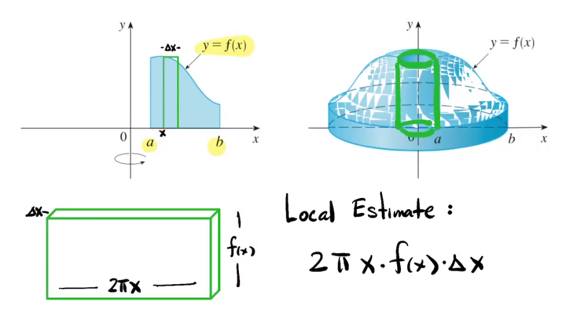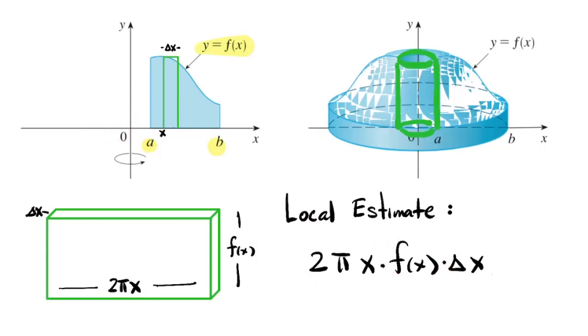And then what about the circumference? Well, the radius of this shell, the distance to the axis, is x. So the circumference of this thing, it's going to roll around a circle of radius x. A circle of radius x has circumference 2 pi x. So the local estimate for our piece of volume here is 2 pi x. That's the length. 2 pi times the distance to the axis of rotation. F of x, that's our height. Delta x, that's our thickness, okay? Length times height times thickness is volume. So that's a local estimate for our volume.